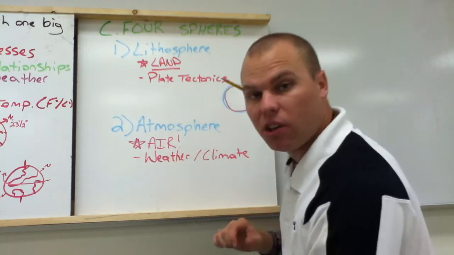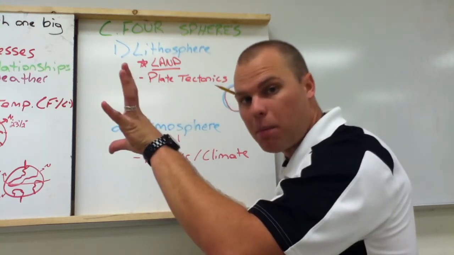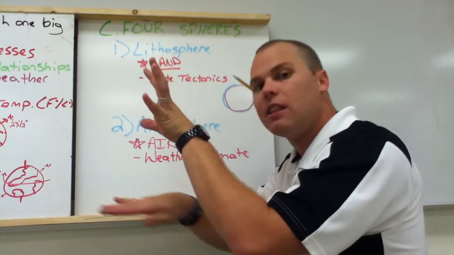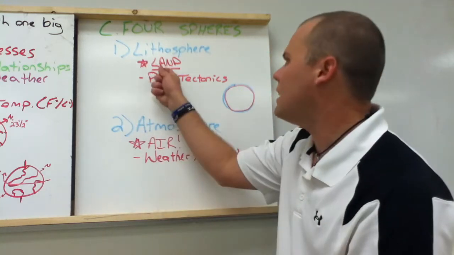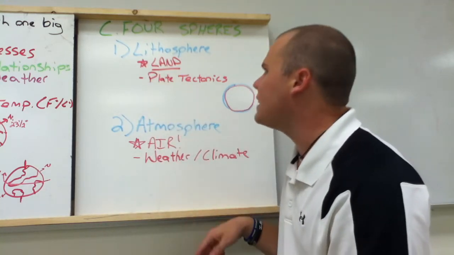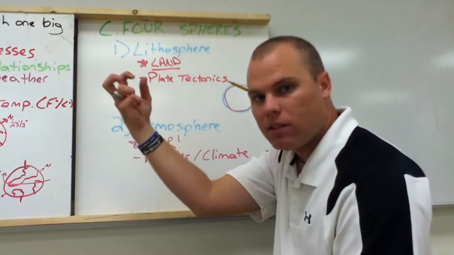Now, there is a crust underneath the ocean. The ocean itself is not part of the lithosphere, but that crust underneath is still part of the lithosphere. It's the land. The atmosphere is everything that is dealing with the air. It's everything in the air.